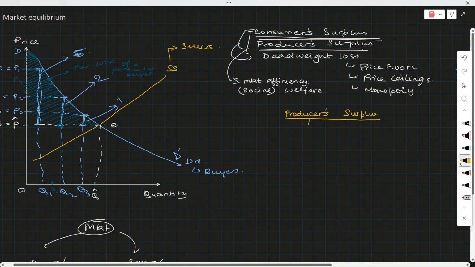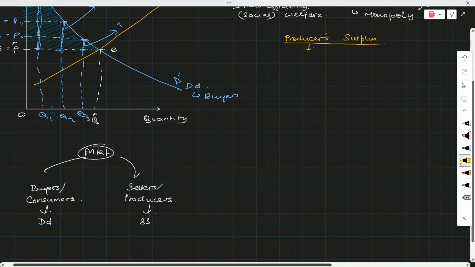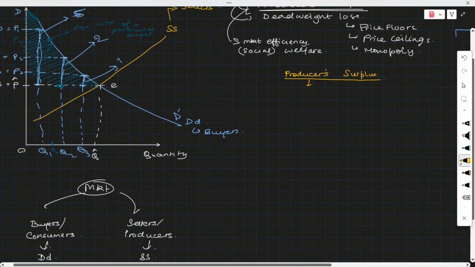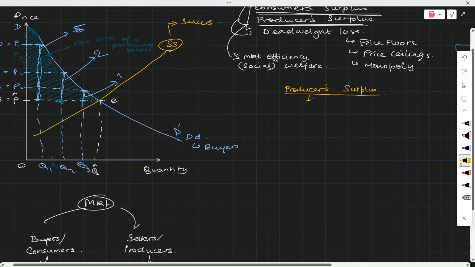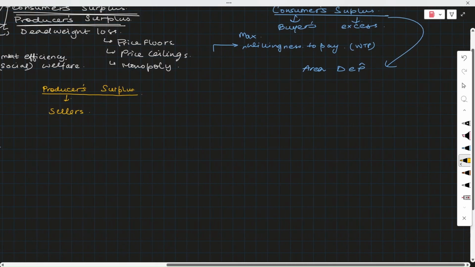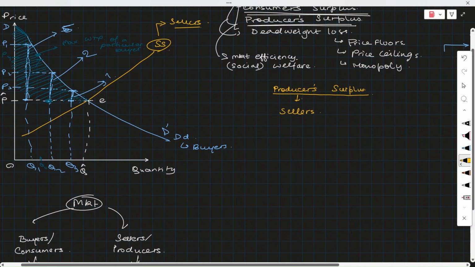If you look at the word producers, I said that there are two people in the market. There are producers and there are consumers. The producers supply and consumers demand. So this supply side is by the sellers or the producers. Remember when we were discussing consumers, we said buyers' excess. So here we should have sellers' excess. Surplus is the same, so we have sellers' excess.